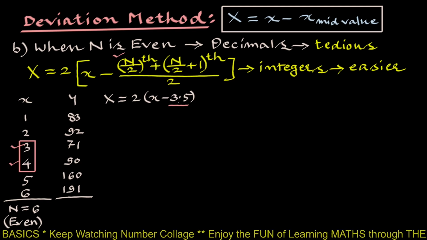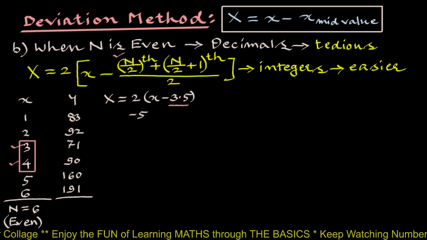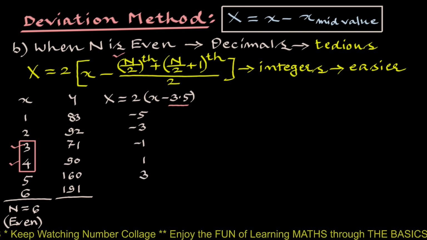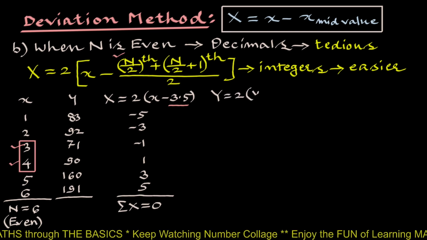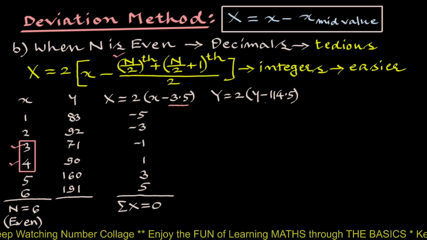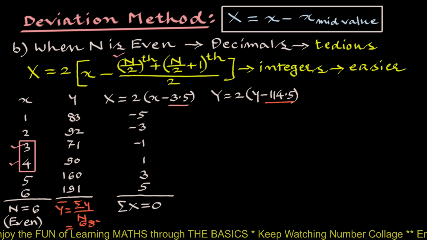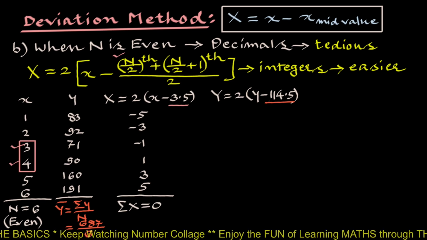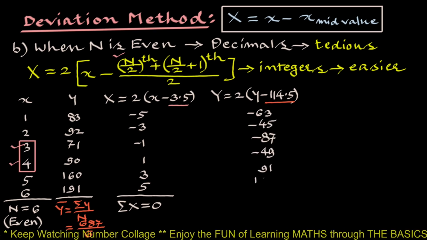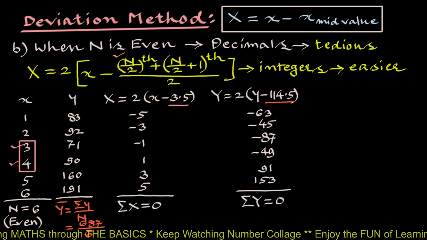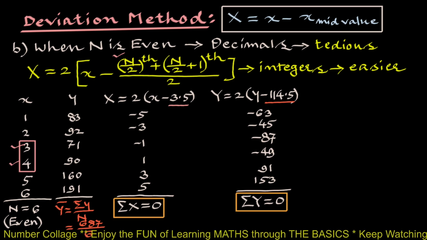So 1 minus 3.5 is minus 2.5, multiplied by 2 gives minus 5. 2 minus 3.5 is minus 1.5, multiplied by 2 gives minus 3, etc., 3 and 5. Summation of X is 0. Similarly, capital Y is 2 times y minus 114.5, where this 114.5 is the average y bar, which is summation y upon n, 687 upon 6. Accordingly, 83 minus 114.5 multiplied by 2 is minus 63, minus 45, etc., and 153. So summation Y will be 0. The advantage of this is we get both summation X and summation Y as 0. That helps us in calculations.